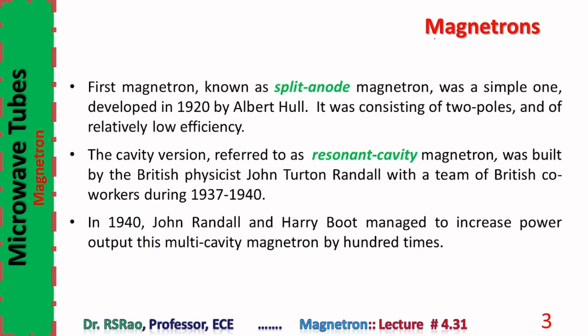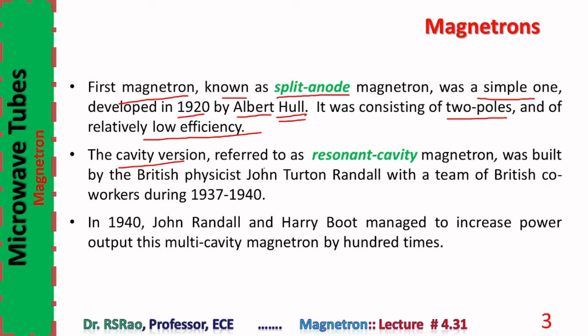A few points regarding the historical background to the development of magnetrons. The first magnetron, known as the split anode magnetron, was a simple one developed in 1920 by Albert Hull. It consisted of two poles and was of relatively low efficiency.